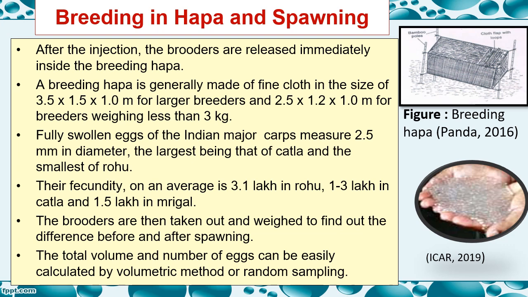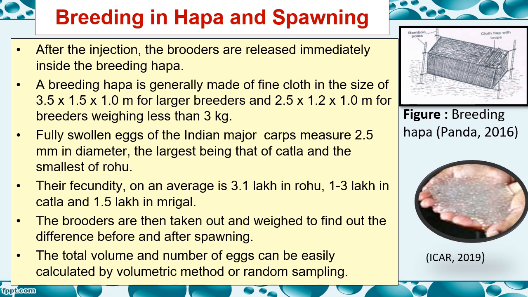The Indian major carps have a profuse egg-laying capacity. Their fecundity on an average is 3.1 lakh in Rohu, 1 to 3 lakh in Katla and 1.5 lakh in Mrigal. The developing eggs are retained in the breeding hapa undisturbed for a period of 4 to 5 hours after spawning to allow the eggs to get properly water hardened.